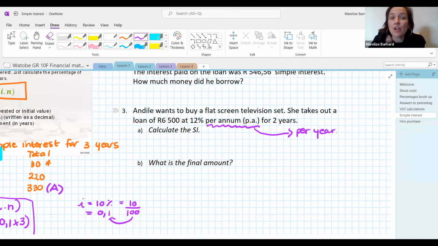Okay, so she takes out a loan of 6,500 at 12% per annum for 2 years. So calculate the SI, which stands for simple interest. So let's calculate the simple interest first. So it's going to be 6,500 times 12 over 100 because that's our interest. And that's going to be for 2 years. That interest amount is going to be for 2 years. So what do we get? Pop your answer in the chat if you've got it.